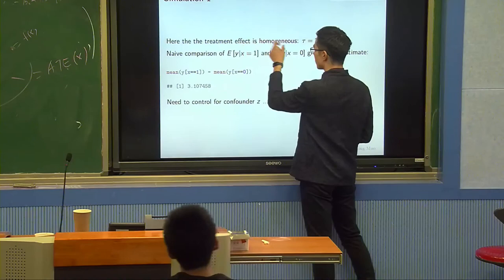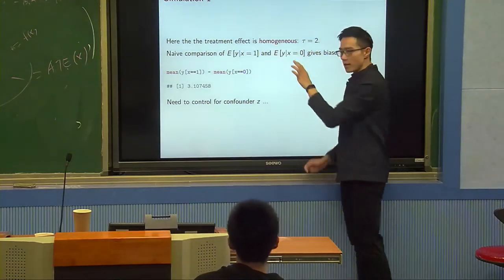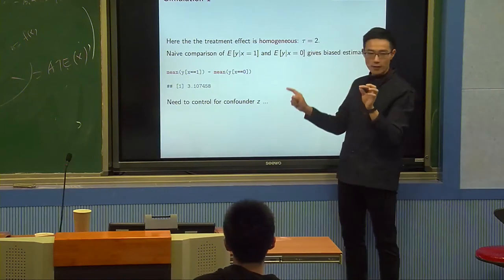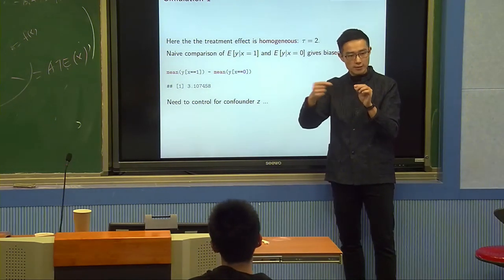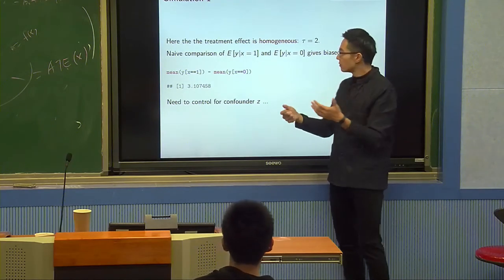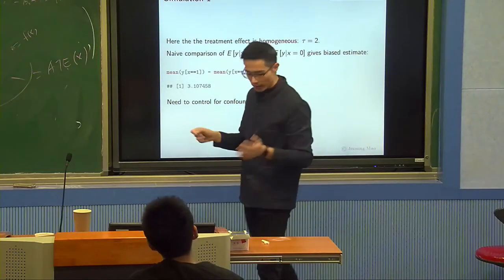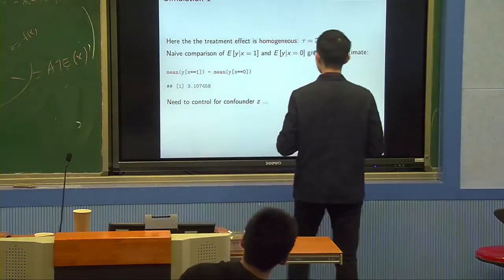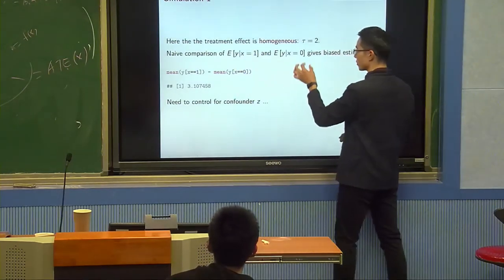By the way, I say the treatment effect here is homogeneous, tau equal to 2. Tau is the causal effect. By homogeneous, I mean this tau treatment effect is constant, it's not varying with Z. Basically, it does not change in the population. That's what I mean.